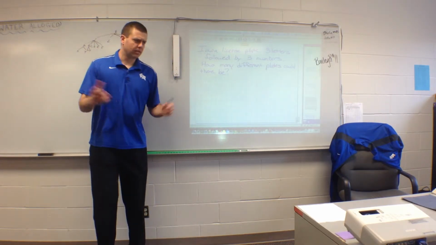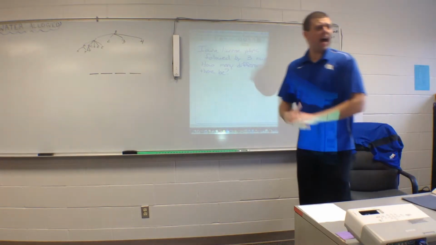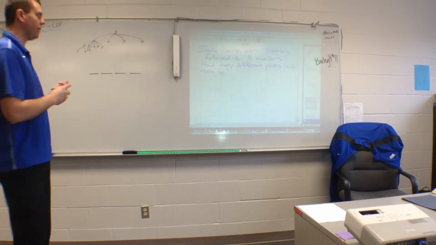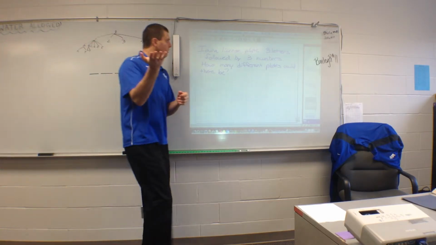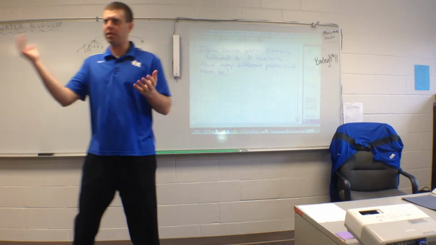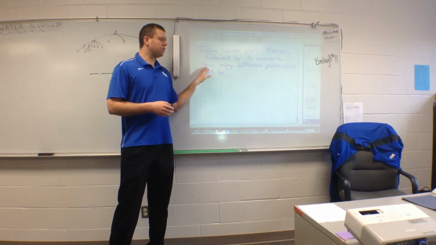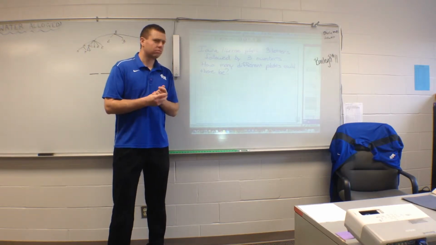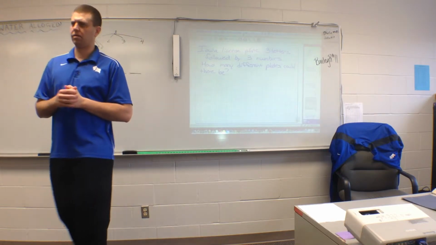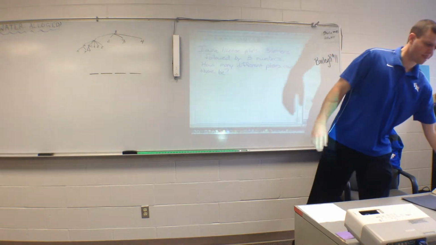Let's do this one. License plates. Okay? On a standard Iowa license plate, you have 3 letters followed by 3 numbers. Okay? 3 letters followed by 3 numbers. How many different license plates could there be then? You take 26 times 26 times 26 times 10 times 10 times 10.